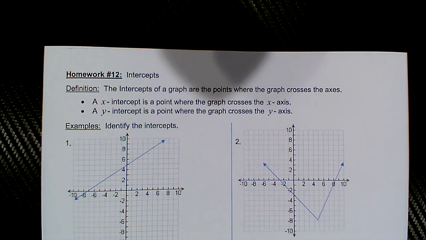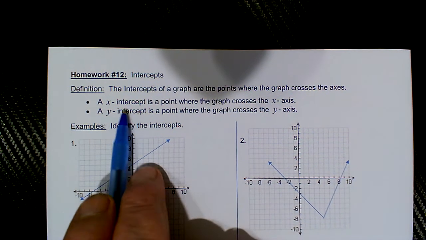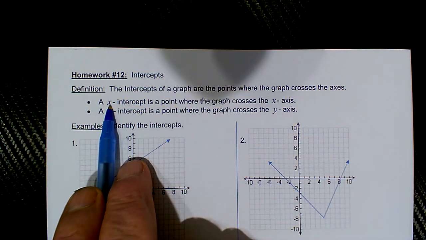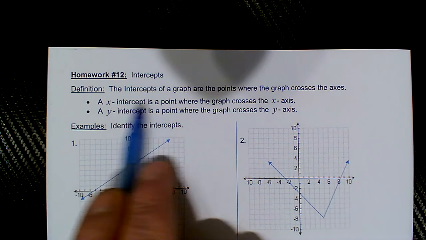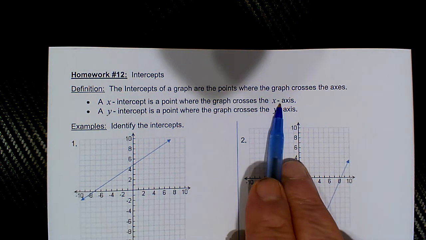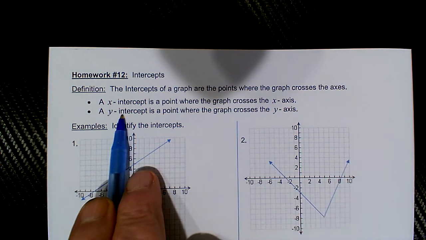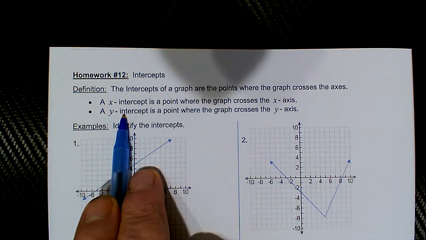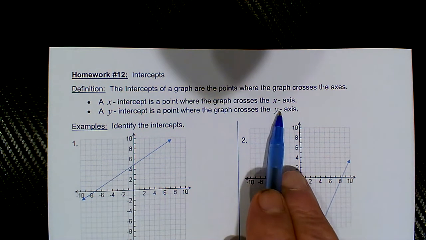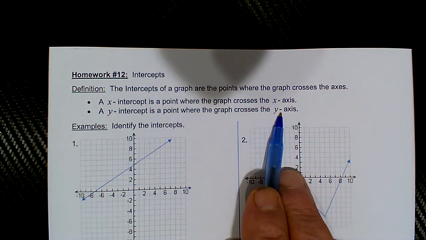We define the intercepts of a graph to be the point or points where the graph crosses the axes. Something you would expect, we call an x-intercept a point where the graph crosses the x-axis, and a y-intercept would be a point where the graph crosses the y-axis.